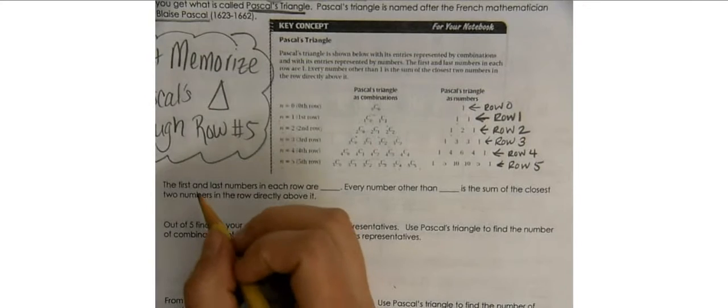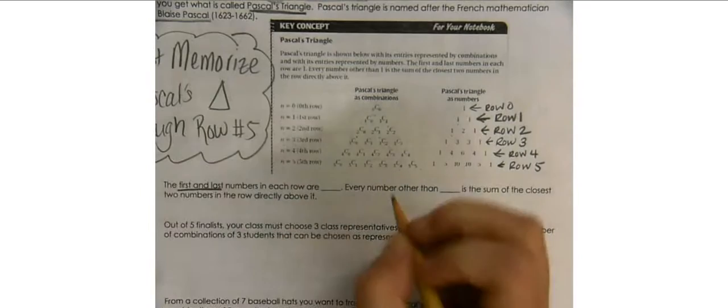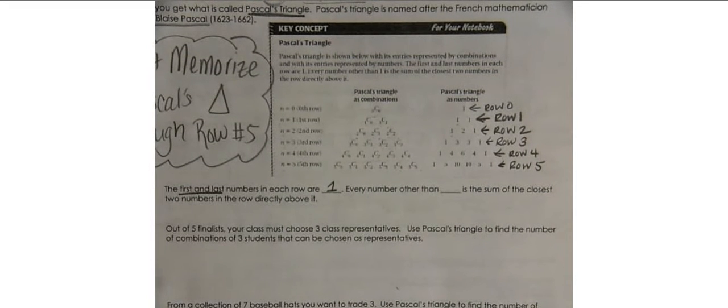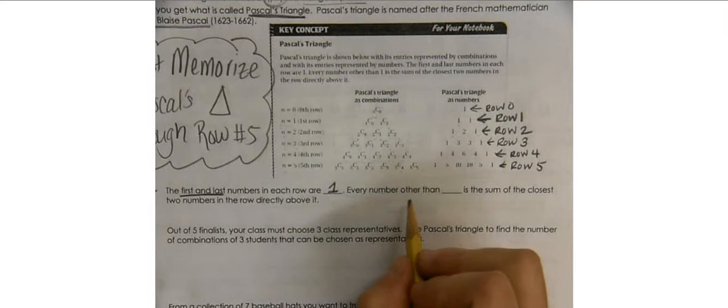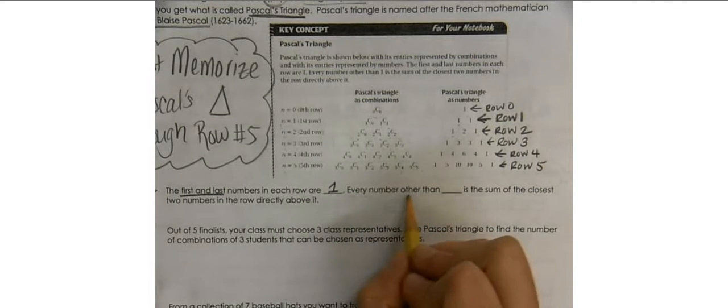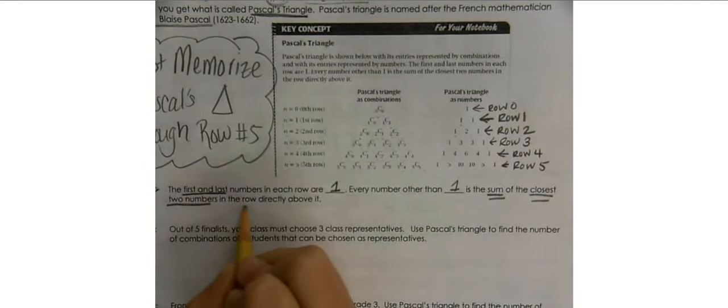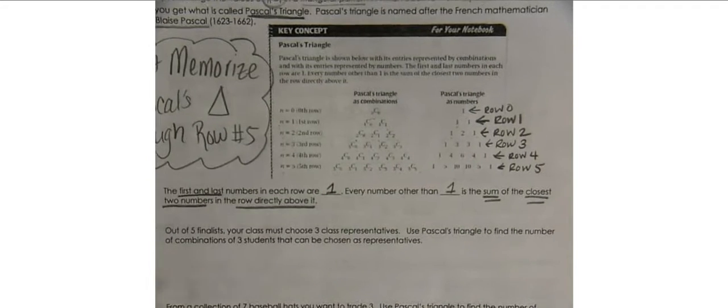The first thing to note is that the first and last numbers in each row are the number 1. So if you start with a 1, you know that you're going to end your row with a 1. The second thing to note is that every number other than the number 1 is the sum of the closest 2 numbers in the row directly above it. Let's look at that a little bit closer.